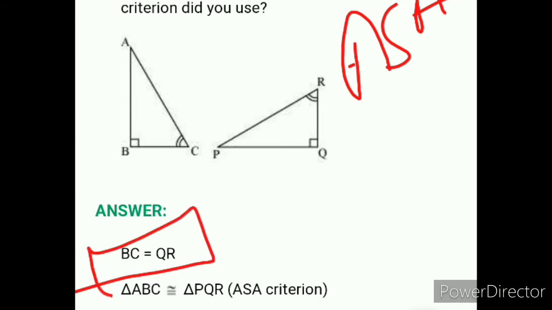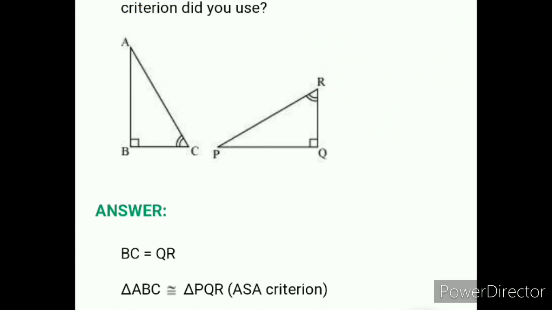Got it? I just tried the RHS criterion. We would have to write two additional parts, but here they are asking one additional part. That's why the ASA criterion is correct. Okay? Yes. Copy down. Only this much answer.